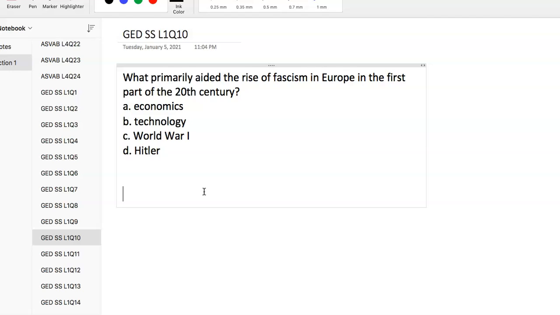What primarily aided the rise of fascism in Europe in the first part of the 20th century? Okay, and so we want to know that the rise of fascism was primarily due to economics, right? Not technology or World War I or Hitler. So Hitler was a fascist, but that was not the primary reason why fascism rose in Europe. Poor economic conditions aided the rise of fascism more than anything else.